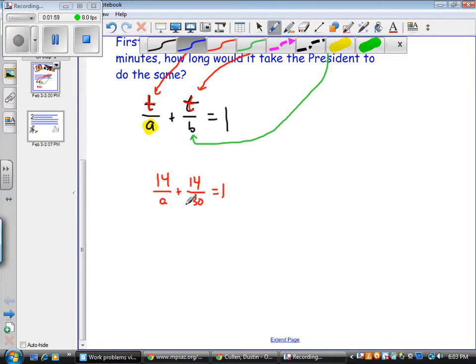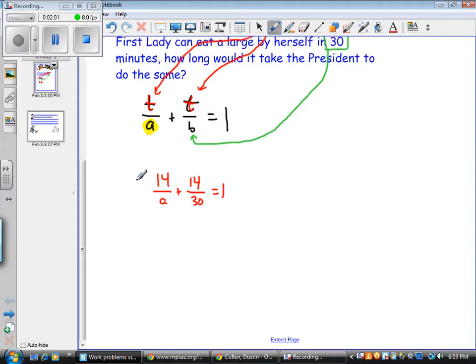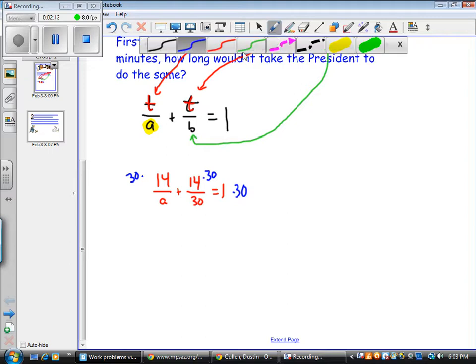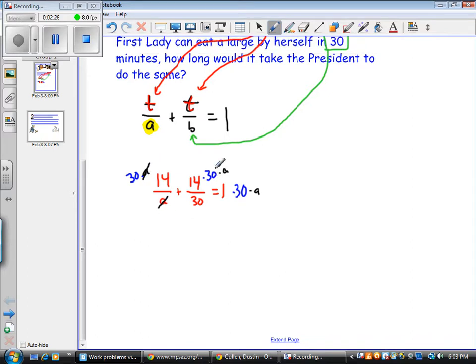Alright, so now in order to get rid of these fractions, I could reduce 14 over 30 first if I wanted to. I don't know how much time it's really going to save me in this case, so I'm just going to multiply everything by 30 because I need to in order to get rid of that 30 in the denominator. I'm also going to multiply everything by A because that gets rid of the A in the denominator. Okay, so now as I go through and cancel, I have this cancellation here. I have the 30s, and that's it.